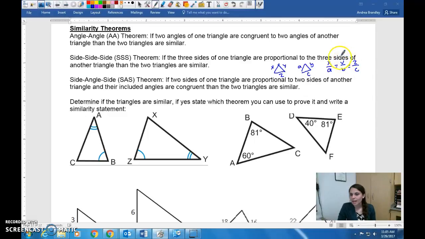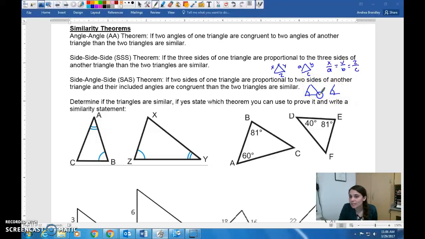So it doesn't mean the sides are the same. It means that the ratios of the sides are the same. So that's like the definition of proportional. And then the last one is, let's say we only know two of the sides, but we know one of the angles. So this only works if two sides are proportional. So say I have these two sides of a triangle are proportional, and this angle is the same.